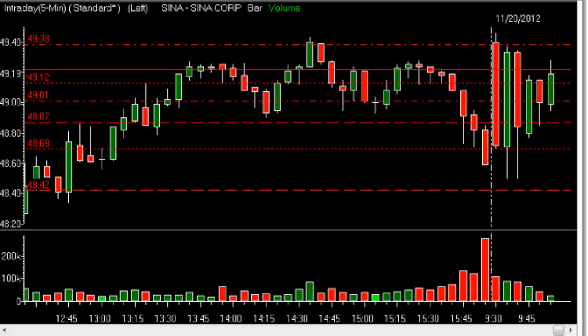So the entries and exits are not absolutes, but they're definitely a good proxy for absolute anyway. So 49.12 is my sort of drop dead number here. Had a little bit of slippage on the way in the first time, about 4 cents.